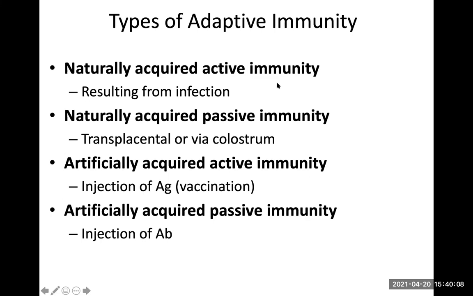Okay. Then you can have artificially acquired active immunity, which is vaccination, right? It's artificial because you're being given a shot of something that's not going to cause an infection, but will stimulate the immune system. And so it's active because your immune system has to react to the antigen and make antibodies and memory T cells. Then you could have, the last one is not very common, artificially acquired passive immunity.